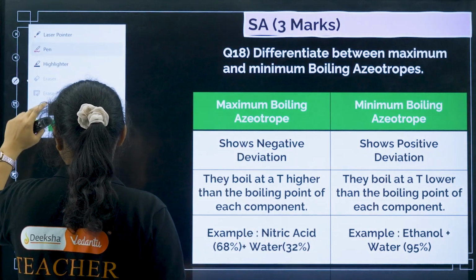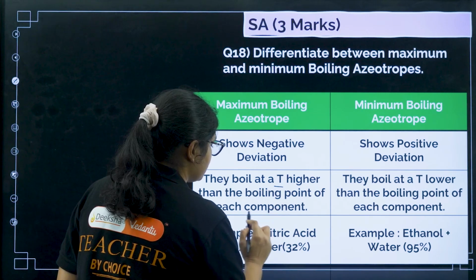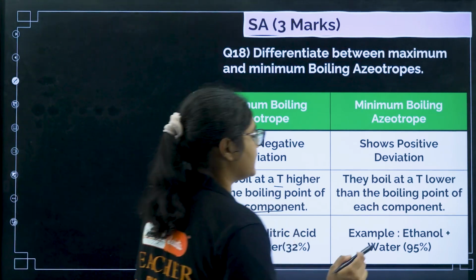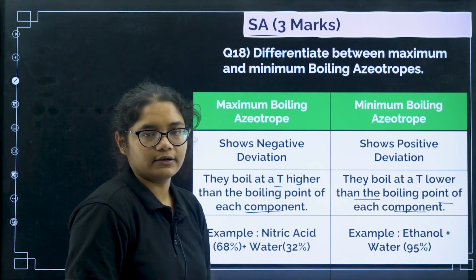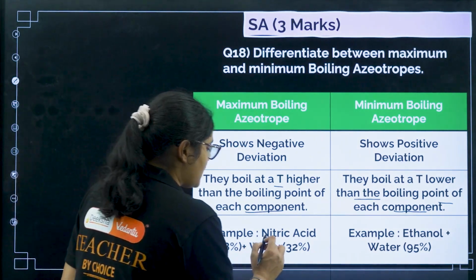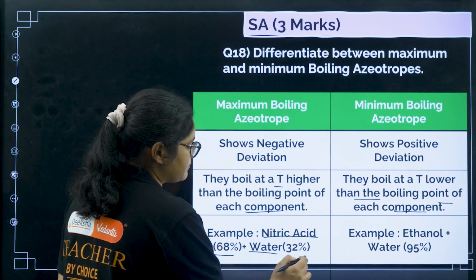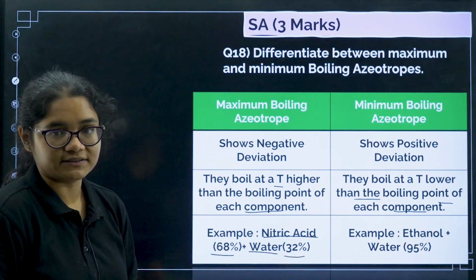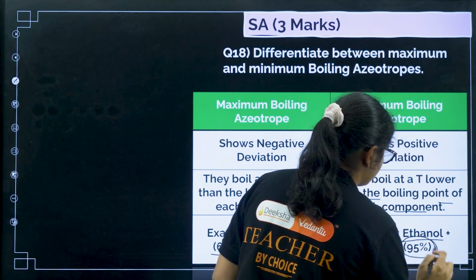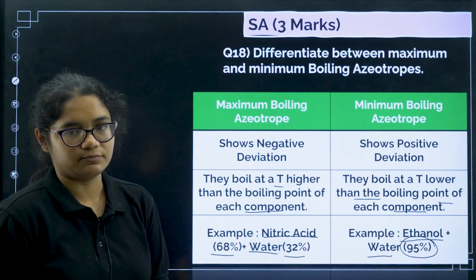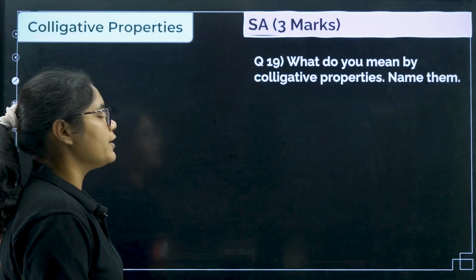Next we have, they boil at a temperature higher than the boiling point of each component, and here they boil at a temperature lower than the boiling point of each component. Okay, now example here nitric acid and water, where nitric acid should be 68% and water should be 32%. Okay, and example here is ethanol and water, where ethanol is 95% and water is 5%. Okay, clear? Fine.